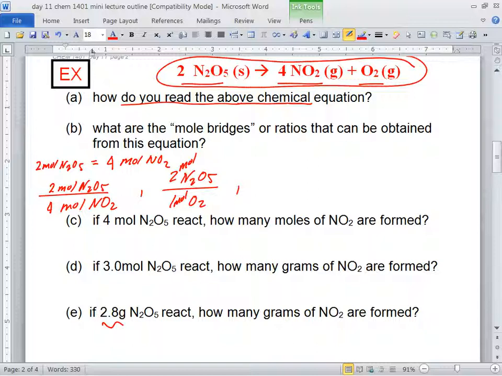What was that? Maybe instead of working with the 2 moles of dinitrogen pentoxide, work with something else. How about these 2? What would be their ratio?